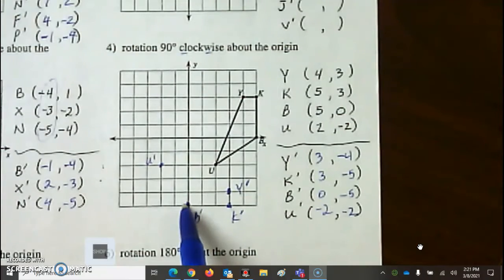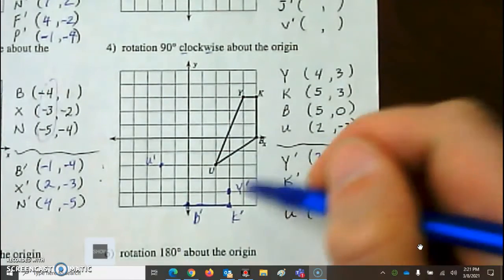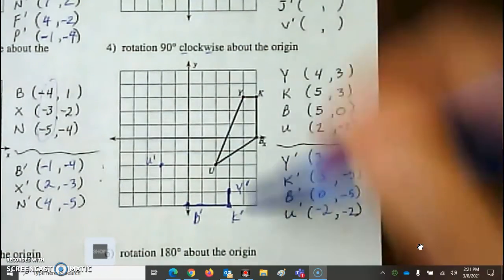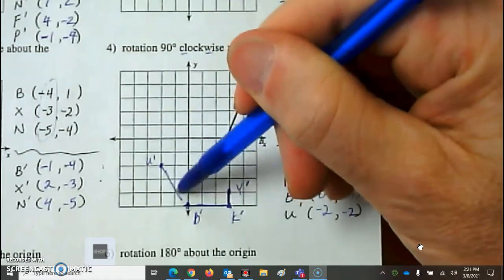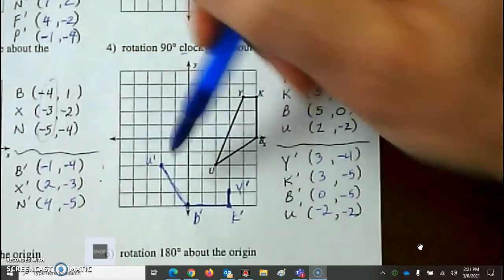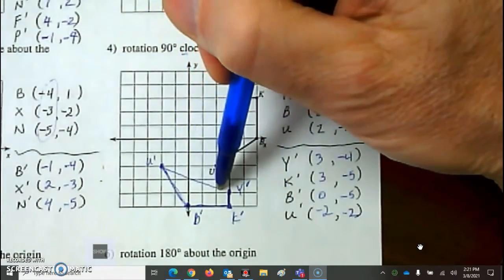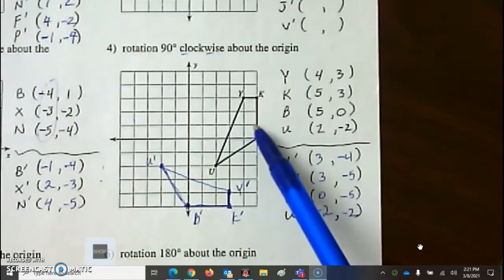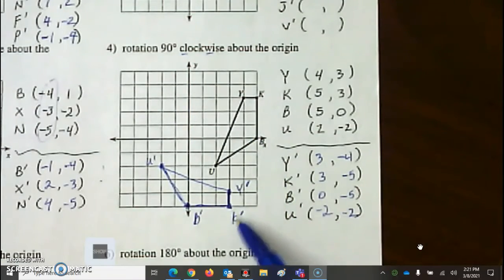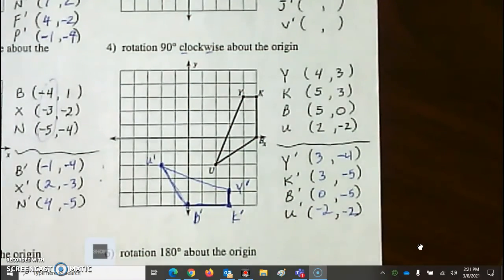Okay, let's see what it looks like. It should look like it's the same size and shape. It's congruent. It just turned. This figure here spun 90 degrees clockwise.